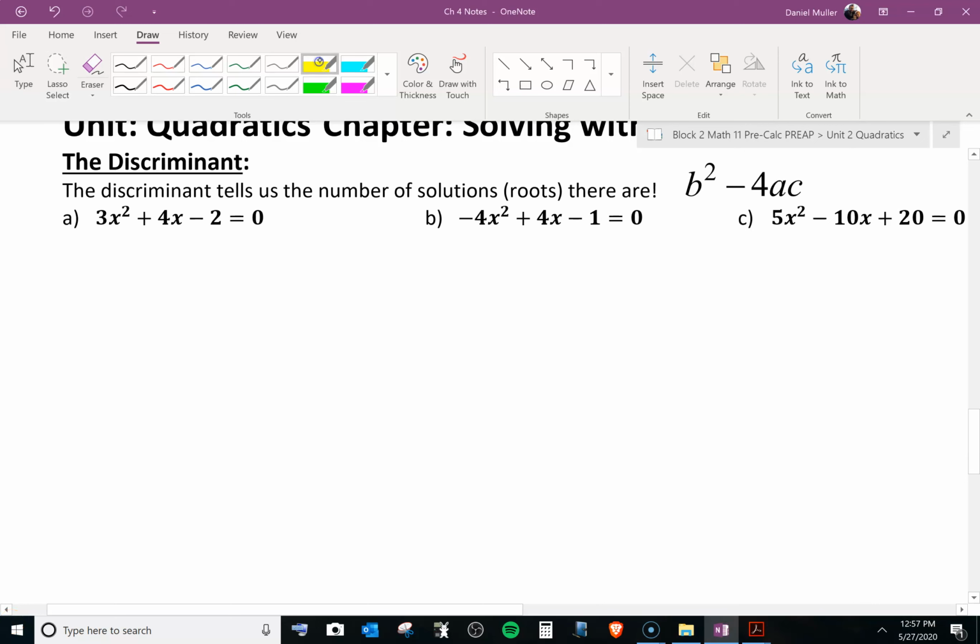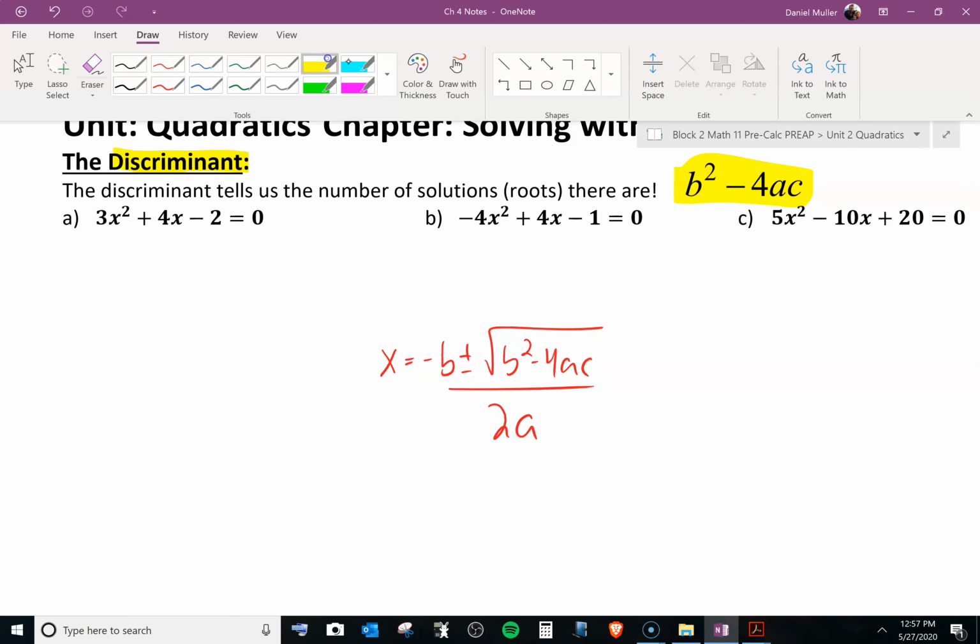All right, now the last part here is the discriminant. You should recognize b squared minus 4ac. When we do our formula, negative b plus or minus the square root of b squared minus 4ac all over 2a, we are looking at the inside of the square root.